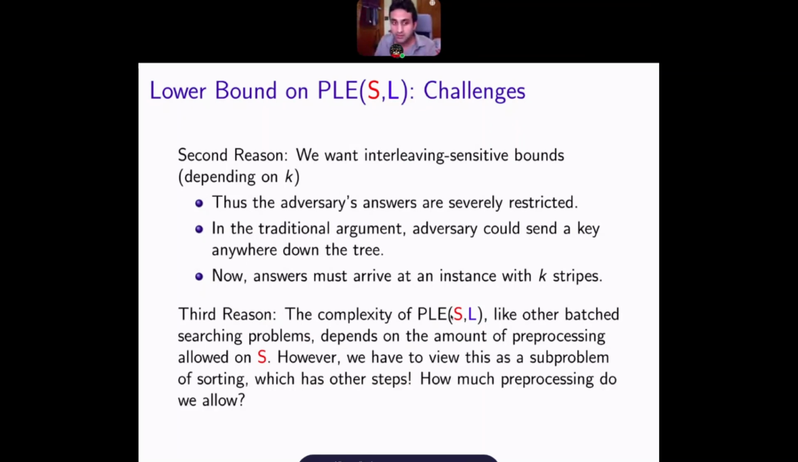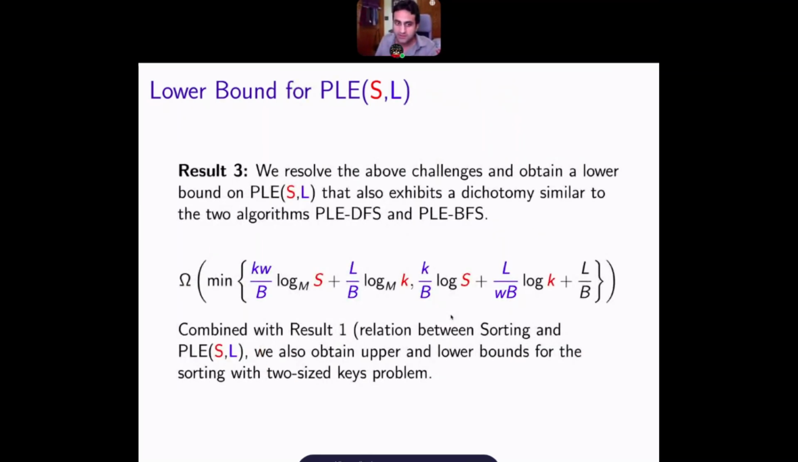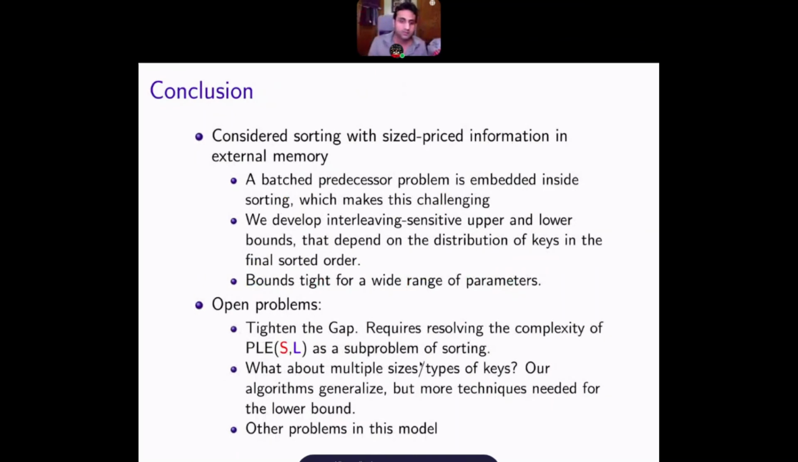But basically, we solve these challenges, and we get a lower bound on PLE, which also turns out to be a minimum of two types of terms, showing the same dichotomy as our upper bound. So what we have shown is that we considered sorting with size-variable information in external memory. We show how this batch predecessor problem is important, and we develop interleaving sensitive upper and lower bounds that depend on the distribution of keys. Our bounds are tight for a wide range of parameters, but there's a gap, and tightening that is one of the open problems.